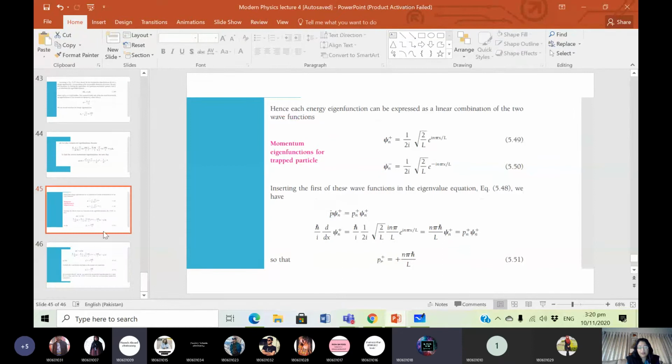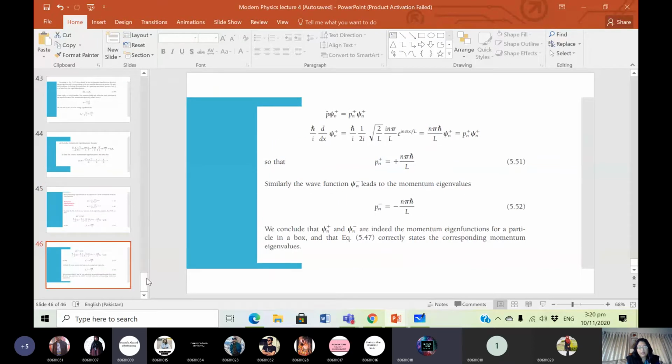So can we move on to our next topic, atomic structure? Atomic structure is also a long chapter. Yes?